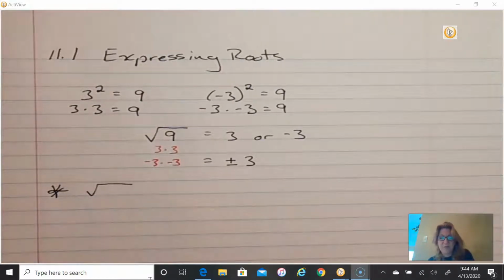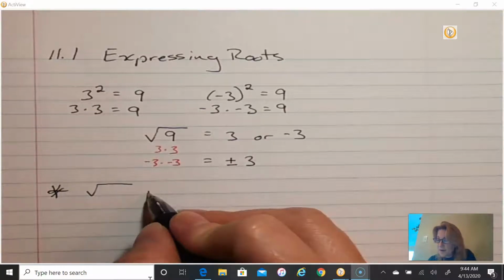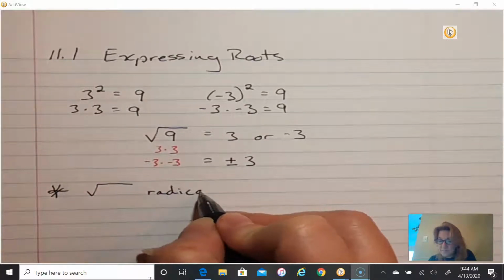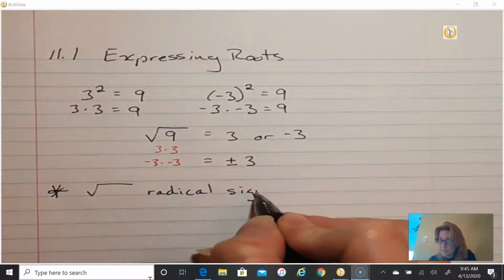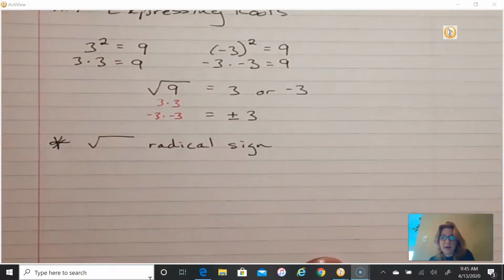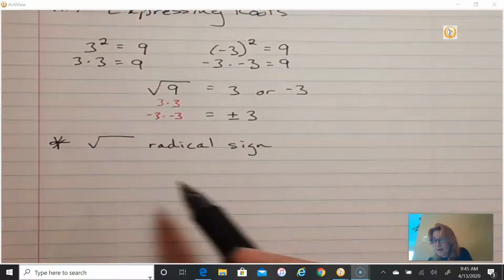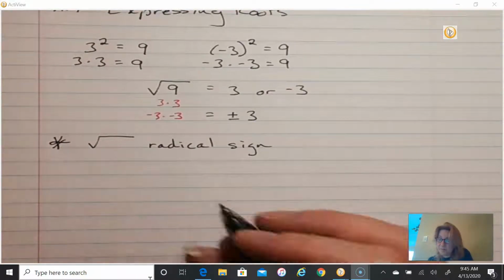This funny thing, that's called the radical sign. Okay, that's called the radical sign. No one ever really knows what to call it because it's not a division sign. It's the little check thing. I mean, everyone just calls it all different kinds of things. We call it the radical. Okay, it's a radical sign. You can just call it the radical.